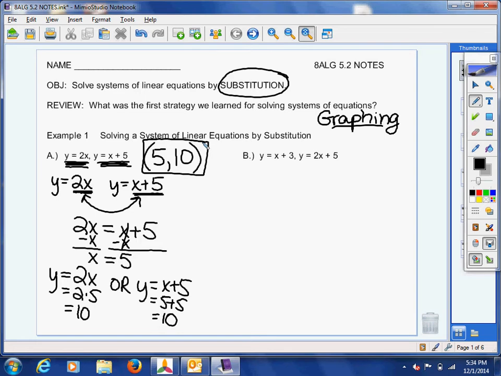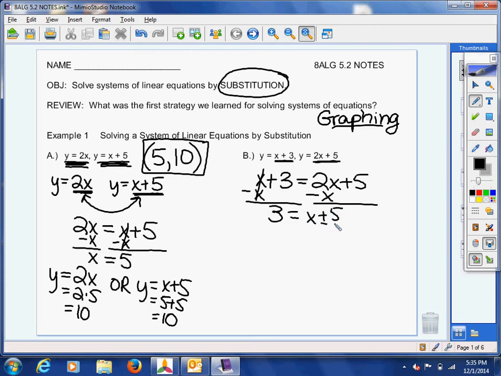Let's look at B, because B is set up similarly. You see, in B, y is x plus 3, but it's also 2x plus 5. So that means they are equal to each other. They're both y, so that means y is equal to itself. So these two things must be equal to each other. So let's get our x's together. It doesn't matter if you move the 2x or the x like I just did. And I've got 3 equals x plus 5, and then I'll subtract 5 from each side. And it looks like x is negative 2.